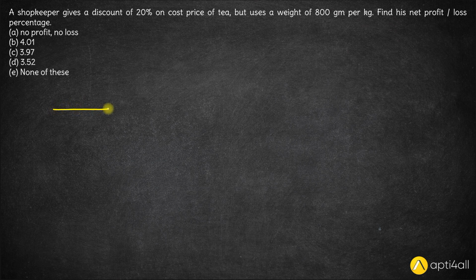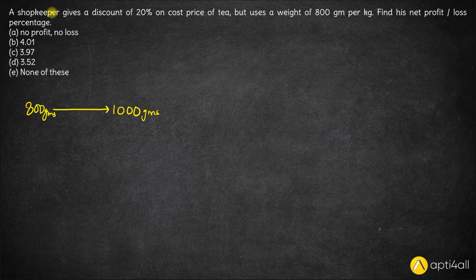So what is happening is the customer is paying for 1000 grams, but he is getting only 800 grams. The shopkeeper is showing 800 grams as 1000 and selling it. That's what is happening. So if the shopkeeper has to actually give only 800 grams, he will buy only 800 grams, right? And say that this quantity is 1000 grams and then sell it to the customer.